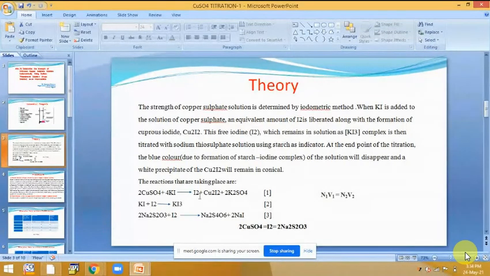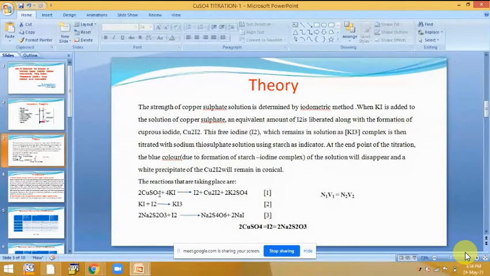And starch acts as an indicator. You know, to find out our endpoint, we should add an outside indicator so that the indicator changes its color at the endpoint and we can get the reading from the burette at the endpoint. So here the indicator used is starch, because when we add starch it forms a complex with free iodine which is blue in color.